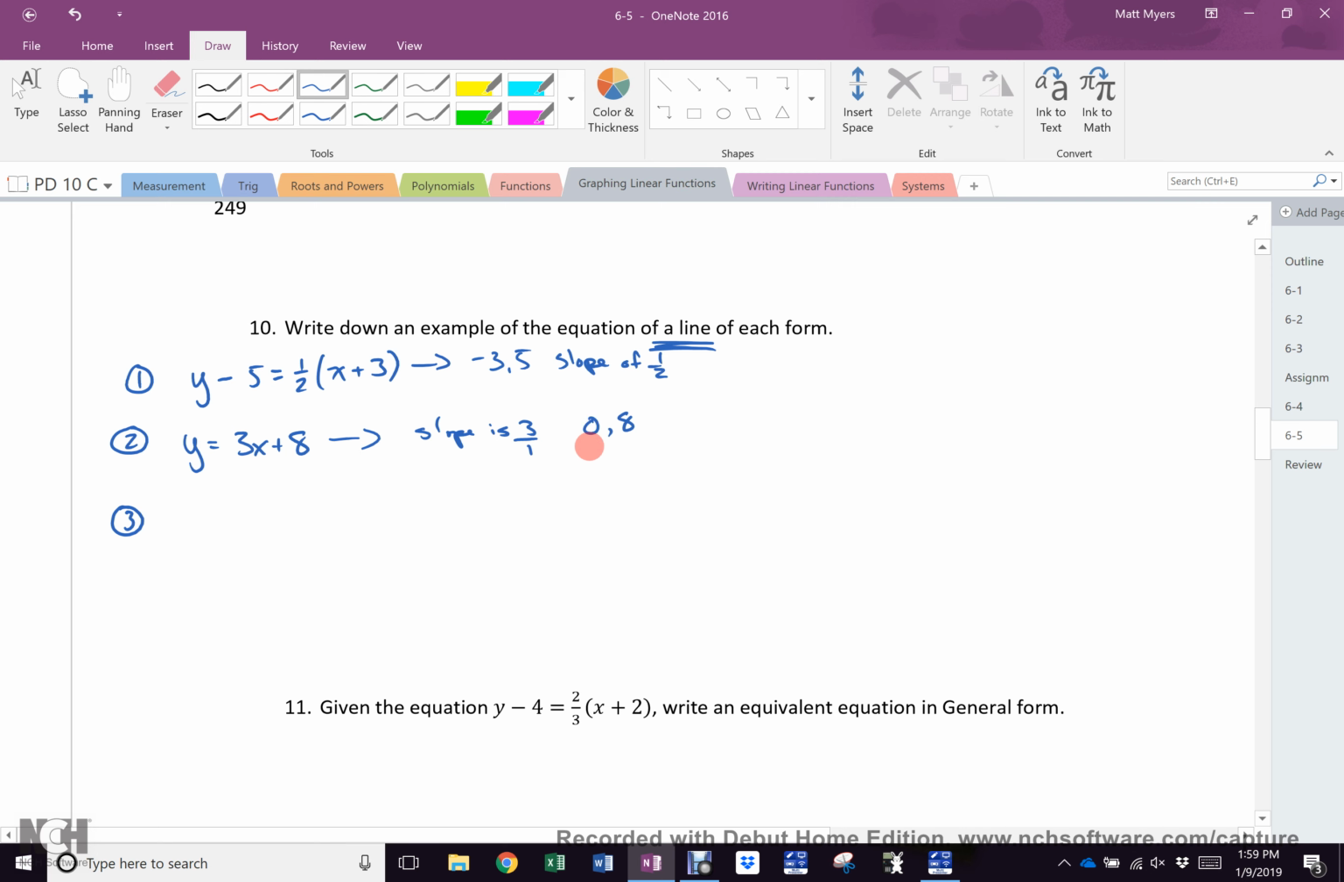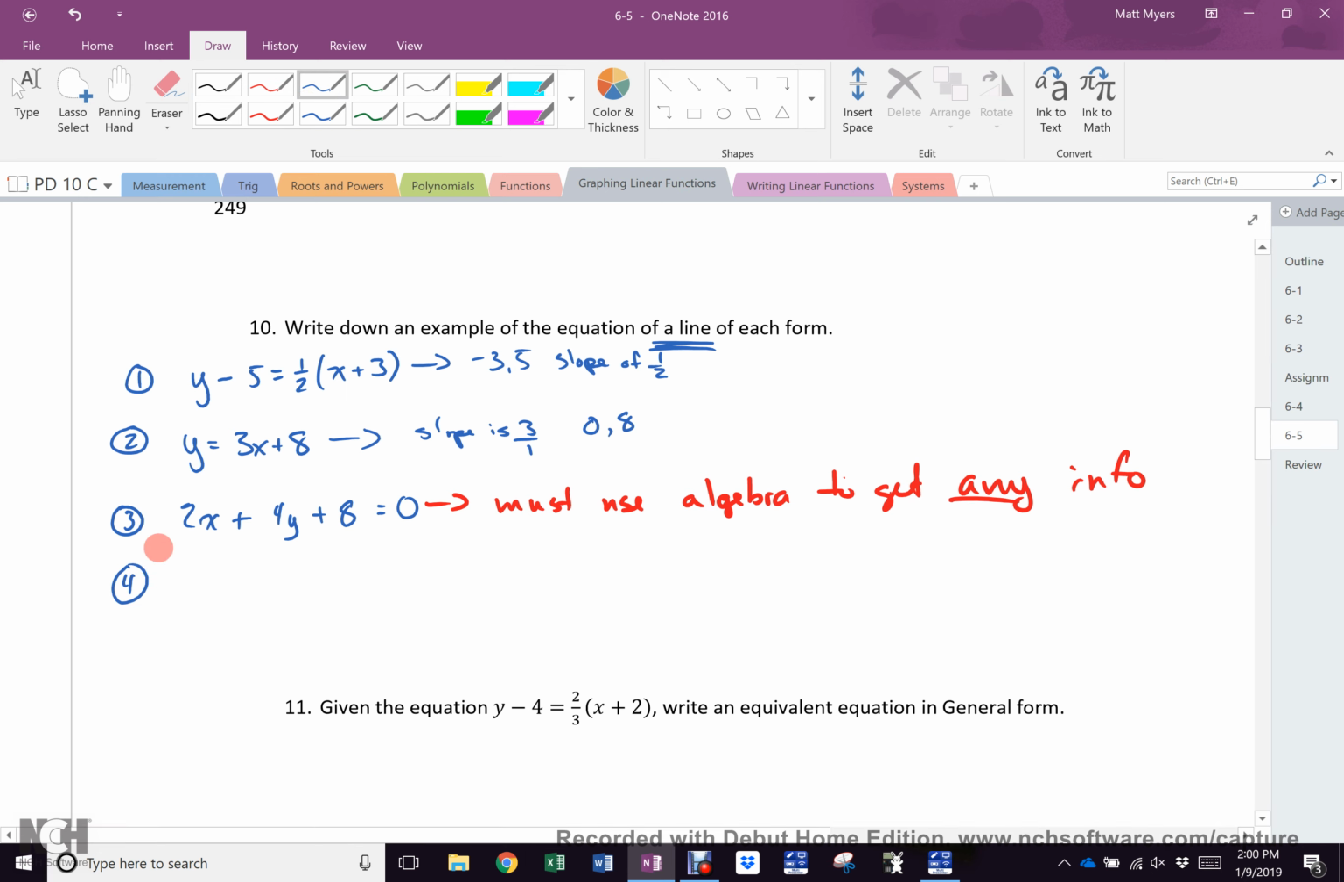Now give me one in general form. AX plus BY plus C equals 0. Oh, you want another? 2x plus 4y plus 8 equals 0. That is general form. Does it tell us anything by itself? No. To get any information out of this, I must use algebra to get any info.